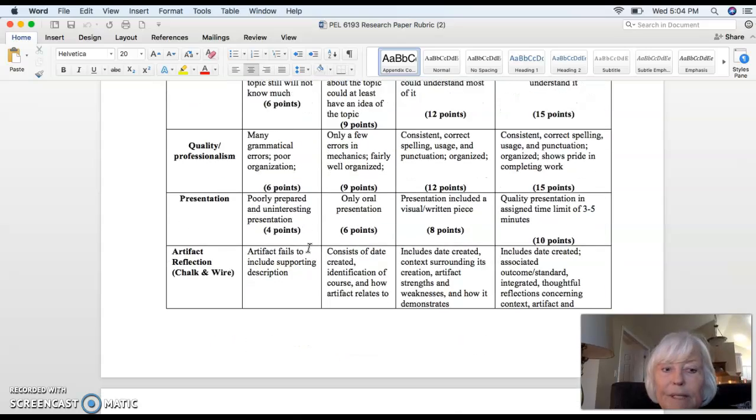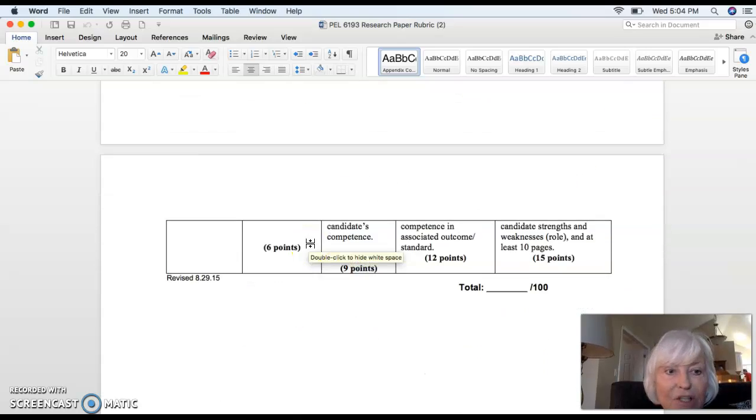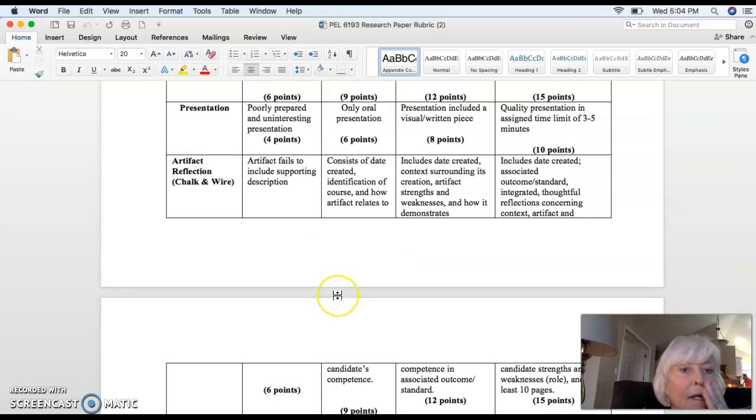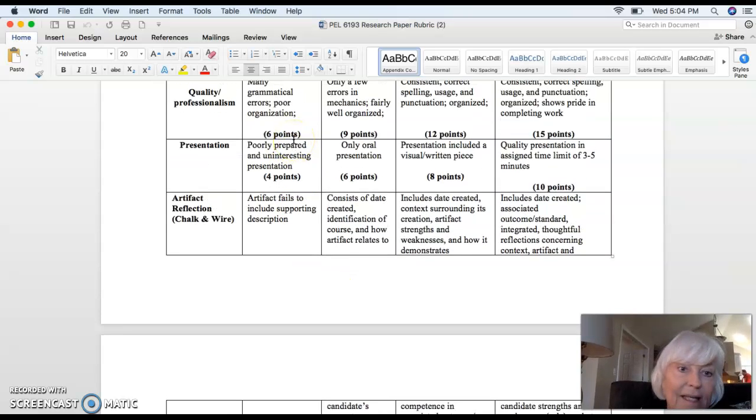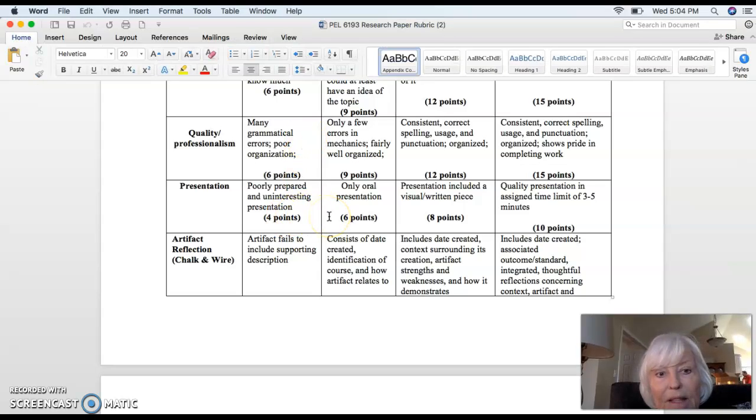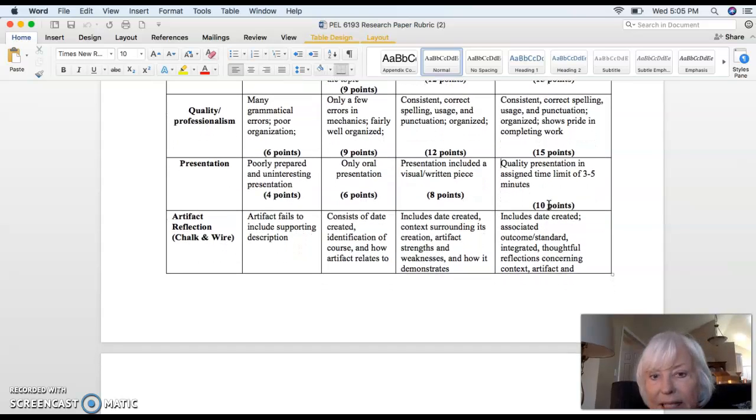Here's the rubric. Please make sure, as always, that you keep that handy as you go through creating this. Now, the next to last section of the rubric is the presentation, because you do have to download a video presentation to explain your research paper. Notice that in the highest category, you need to have a quality presentation and the assigned time limit of 3 to 5 minutes. Please do not focus too much on this.